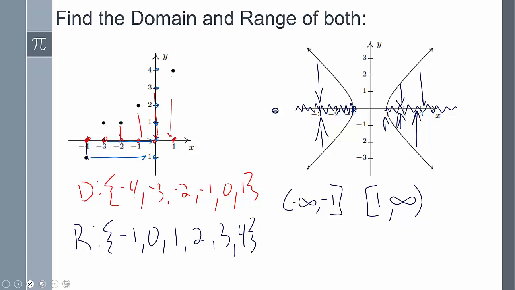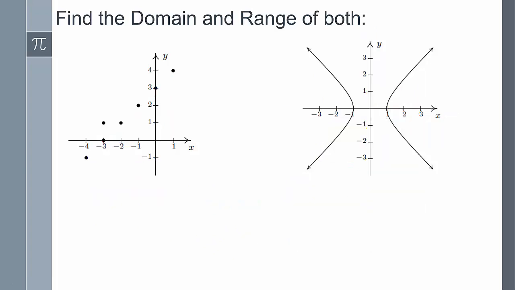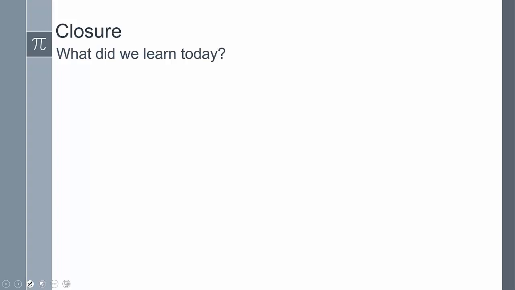Now the way that we say that it's together, we use this symbol called union. So this is my domain. Now for the range, if I were to project this all onto the y-axis here, that's going to go from -infinity to +infinity, because it's everywhere. It's shaded all the way down there, it's shaded all the way up there, and so that's going to be from -infinity to +infinity.